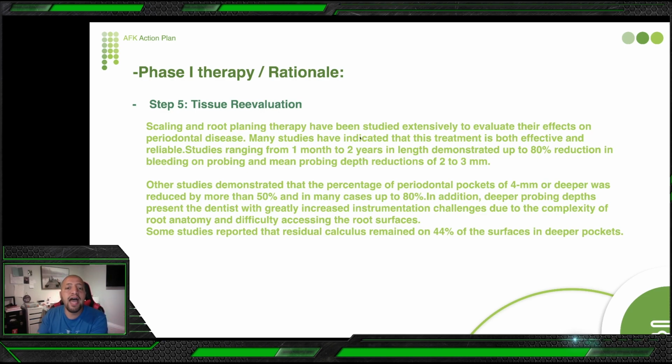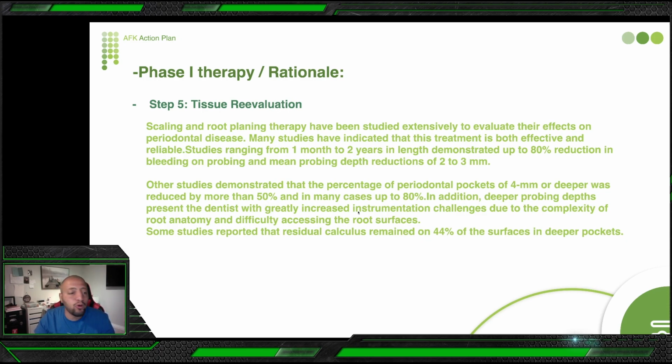Scaling and root planing therapy have been studied extensively to evaluate their effect on periodontal disease. Many studies have indicated that this treatment is both effective and reliable. Studies ranging from 1 month to 2 years in length demonstrated up to 80% reduction in bleeding on probing and mean probing depth reduction of 2 or 3 mm. So a patient coming with 6, 7 mm pockets, the first thing to be done is non-surgical treatment. Other studies demonstrated that the percentage of periodontal pockets of 4 mm or deeper was reduced by more than 50% in many studies, up to 80%.